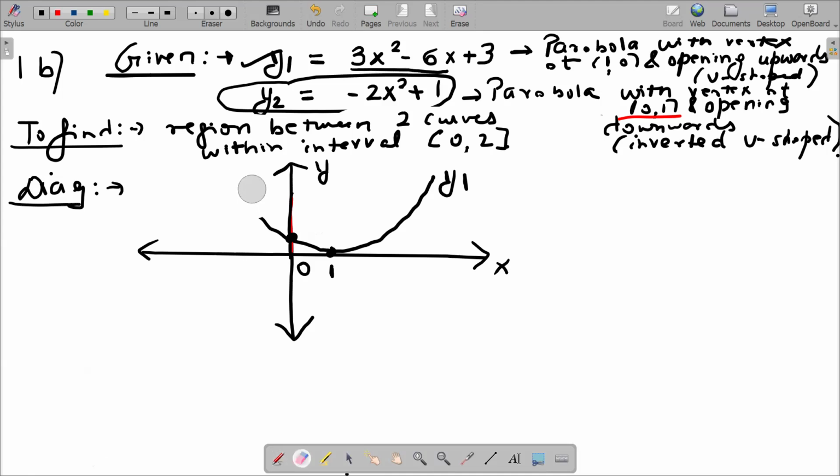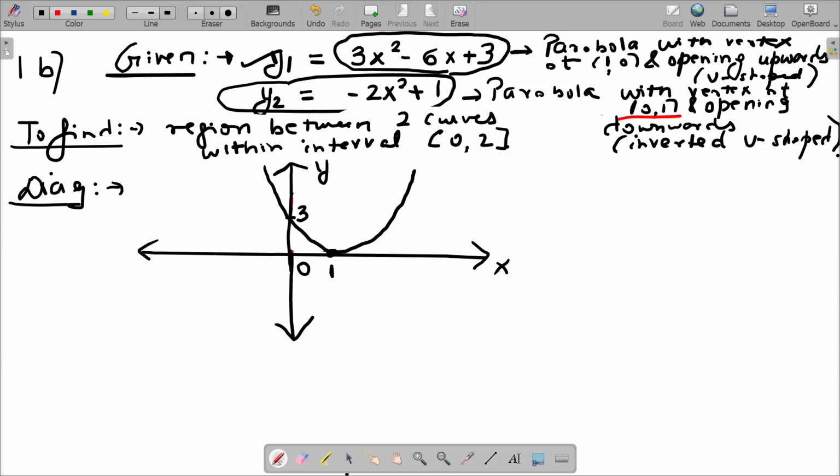So that means, let me somewhat draw a more accurate graph. So this is 3. When I put x as 0 in this, I get y1 as 3. So my graph is going to somewhat look like this. This is y1. And the red one is the graph for y2. Vertex is at 0, 1. So this is 1. And it's going to be inverted U shape from here.